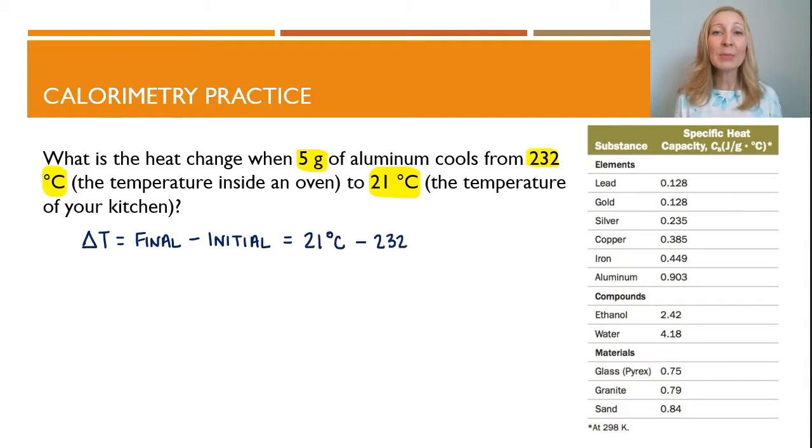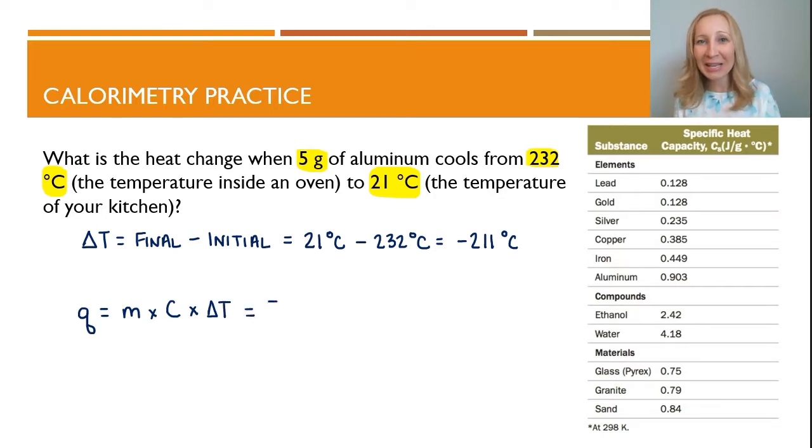Now this is an object that's cooling, so the final temperature is going to be cooler than the initial temperature. So we have 21 minus 232 degrees Celsius. So we get a negative number for this change in temperature. We get negative 211 degrees Celsius for our change in temperature, which makes sense because our aluminum pan is cooling down, so the delta T should be negative.